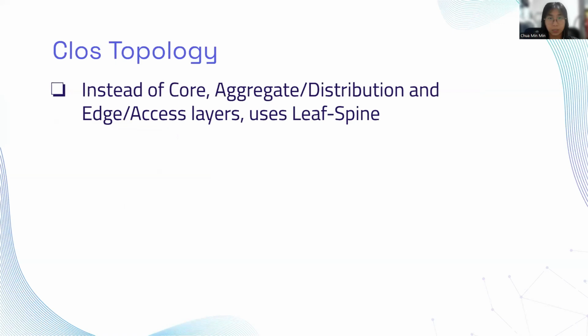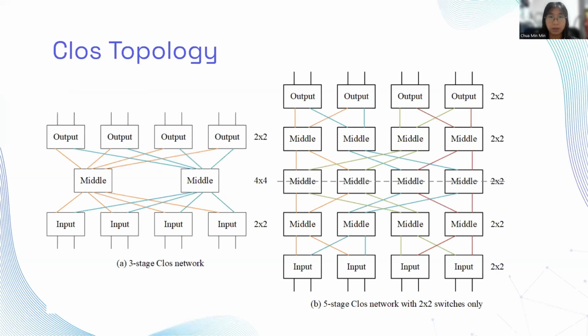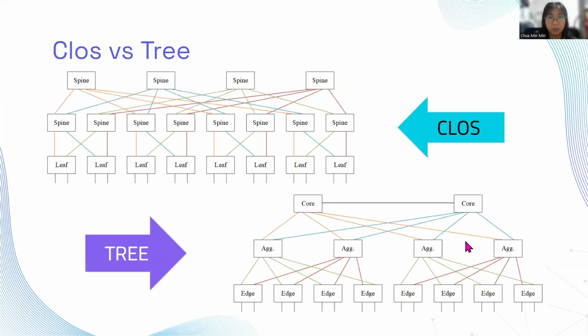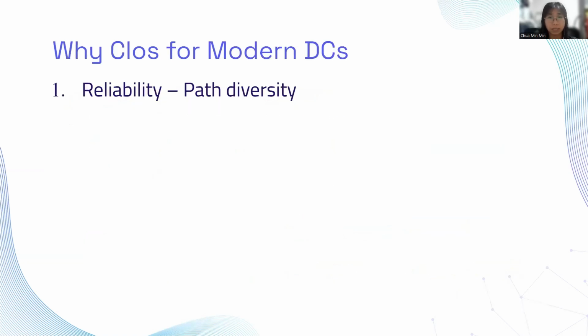Firstly, Clos topology. Instead of the typical core-aggregate-edge architecture, Clos uses the leaf-spine architecture. The figure on the left shows a 3-stage Clos network, which can be converted into a 5-stage Clos network on the right. If we fold this network, we will get a Clos network like this. Comparing the Clos network to a tree-based network, we notice that the Clos network has more switches and connections than a tree-based network with redundancy. So why Clos for modern DCs?